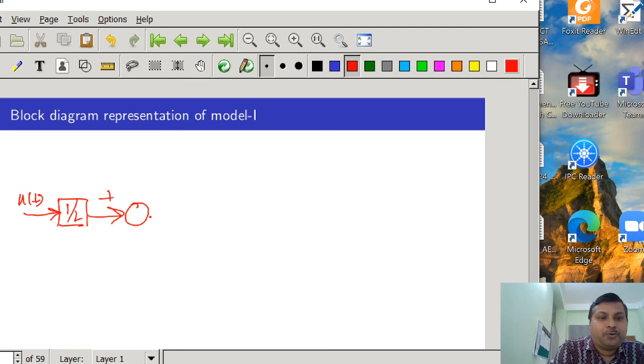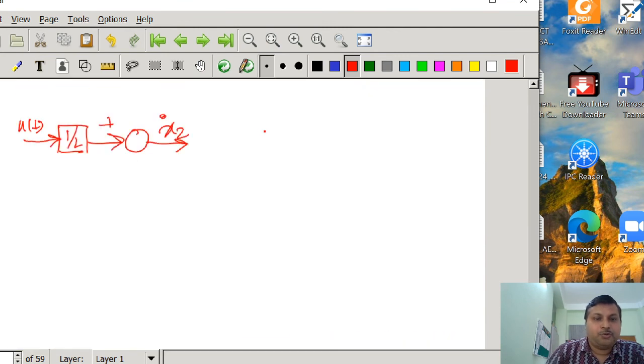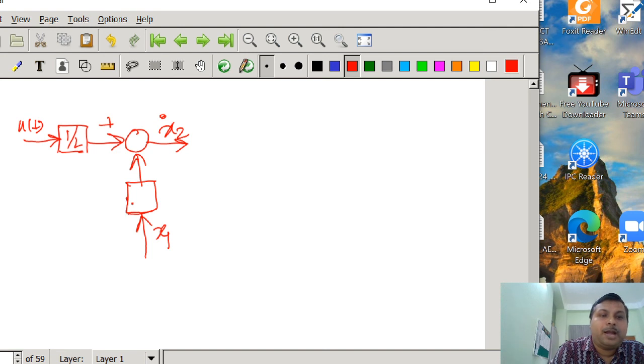For the first equation, if you want to get x2 dot, it requires 1 by L into u(t), that is in plus minus 1 by L into x1(t). We don't know how to get x1(t) yet, so with a block I'm assuming that we are getting x1(t), and we will multiply that with 1 by L. Then we will get x2 dot. So if you integrate it, then definitely you will get x2.